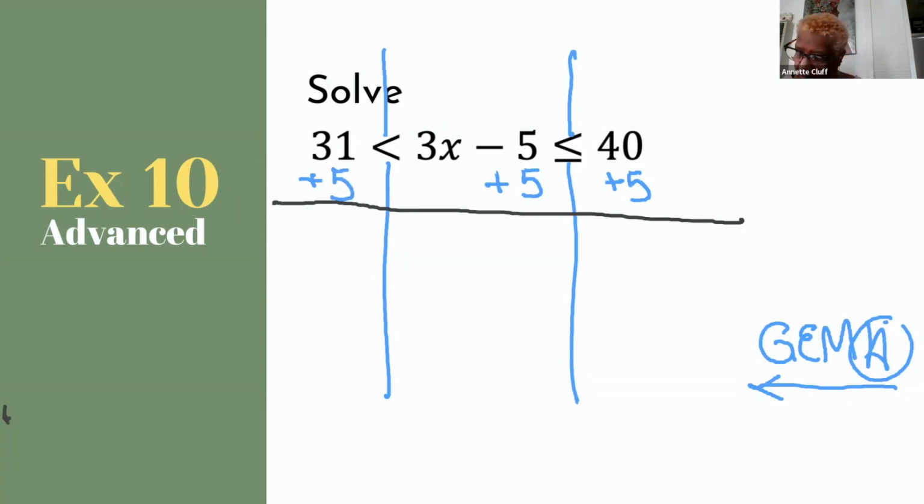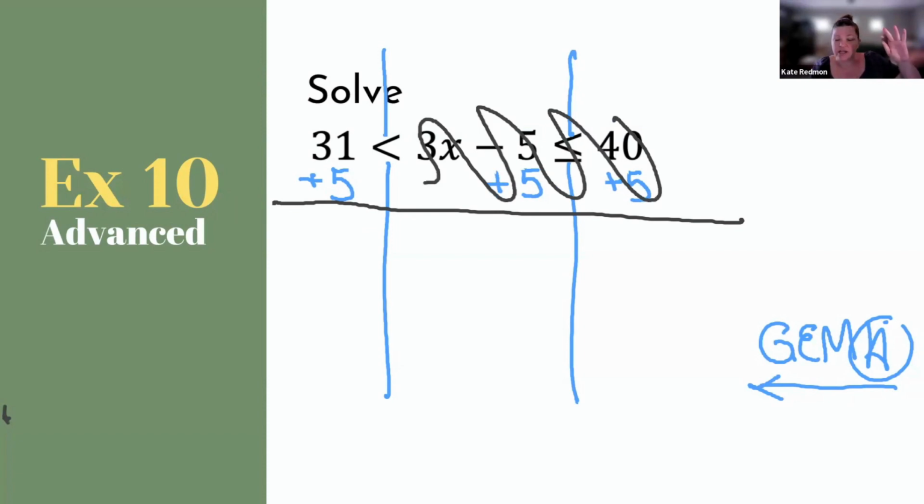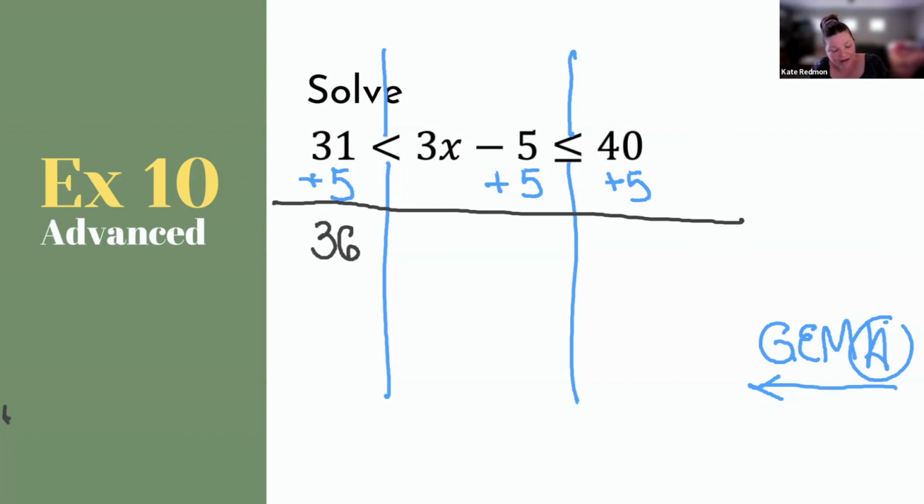Over here. Now it's going to be really important that you really only pay attention to one piece at a time as we go to write the new inequality. So completely ignore the middle and the right for me and just look at the left. 36. Gorgeous. Now, adding doesn't change anything, right? So I'll have the same symbol.